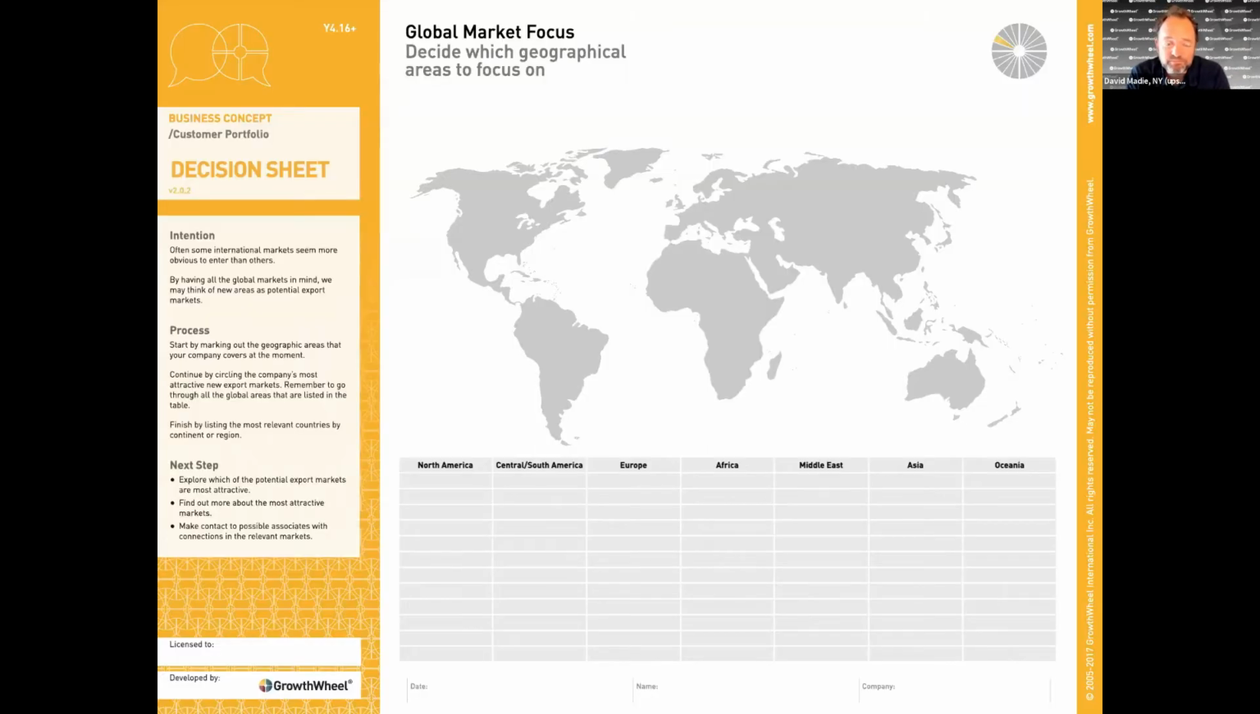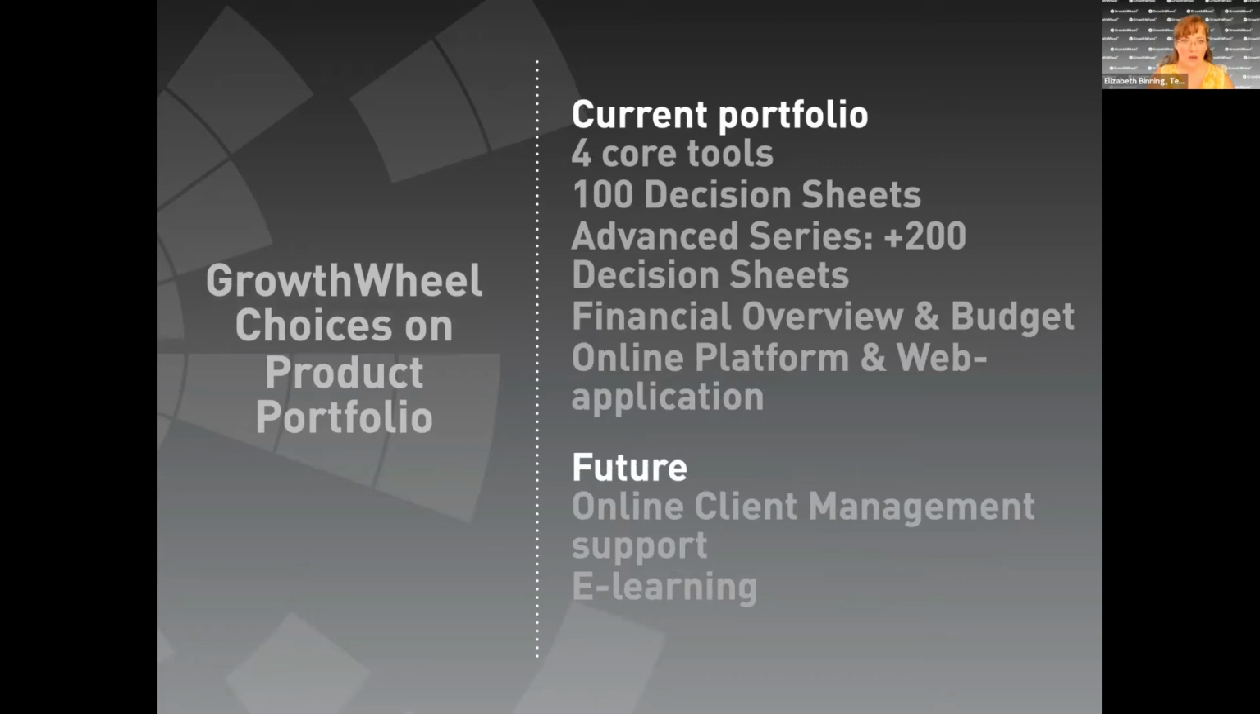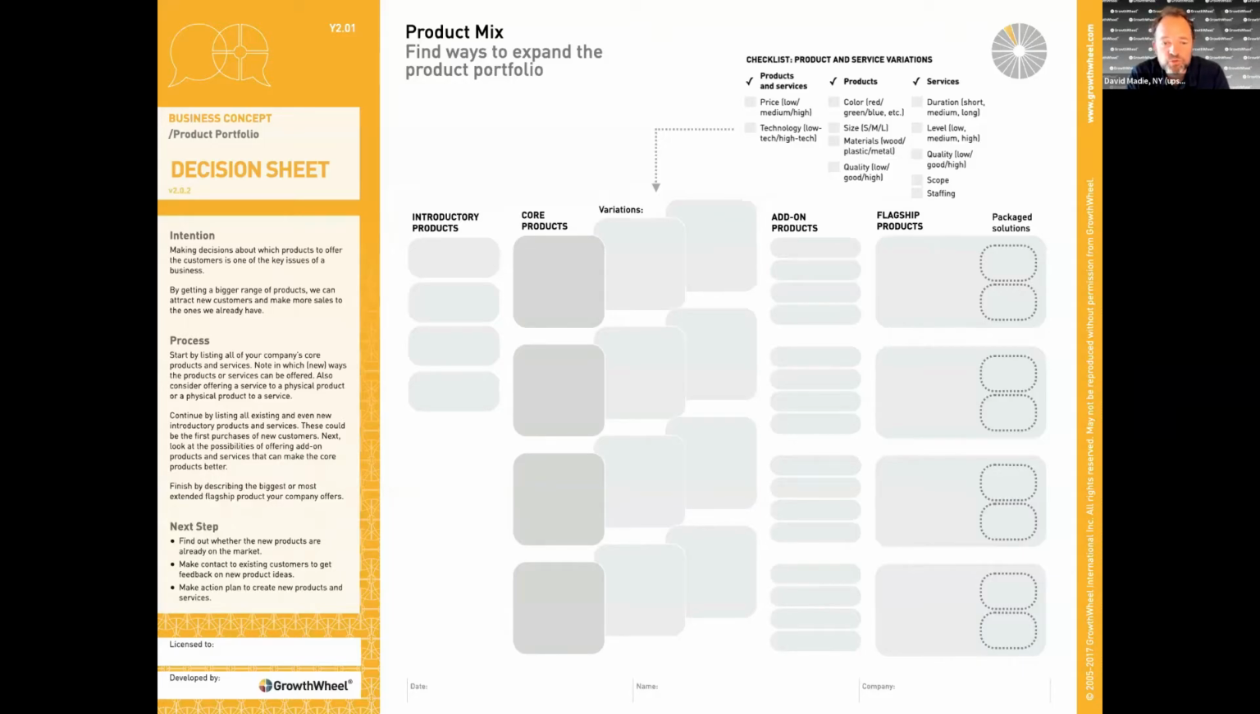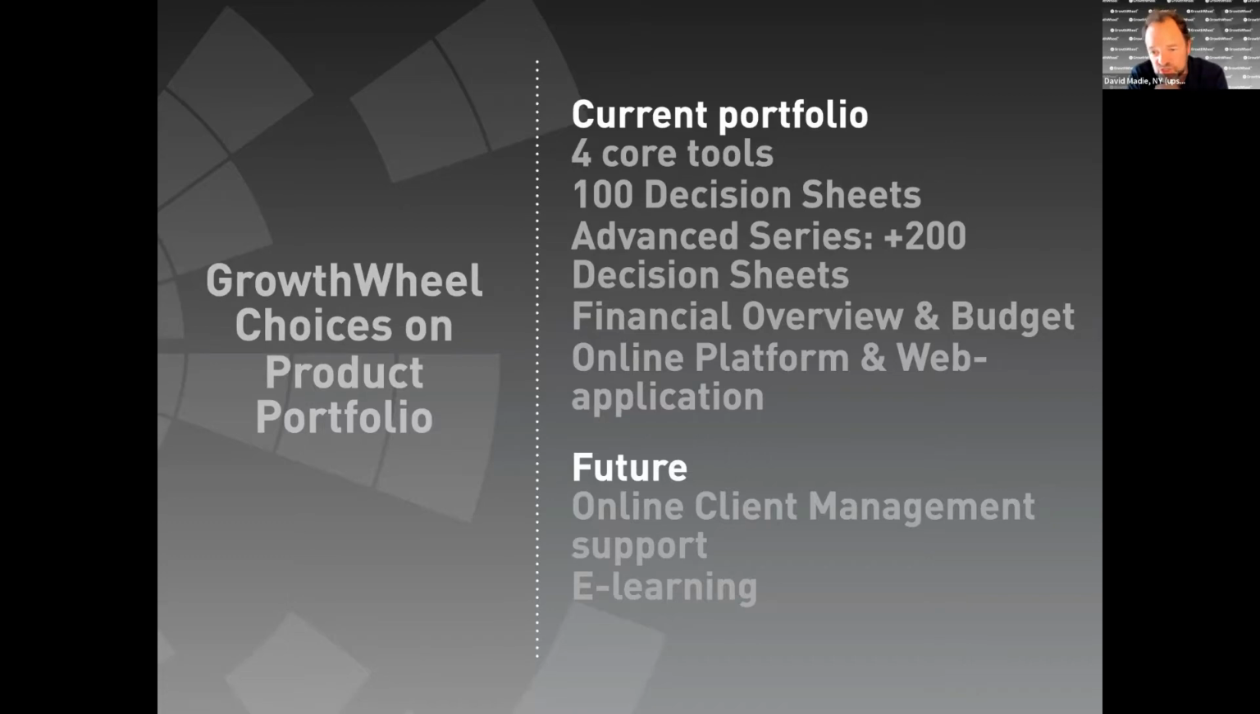We can also take a look at choices with product portfolio. You know the product portfolio, there are certain things we decided to produce. We have our 4 core tools, the 360 screening, the decision sheets, the frameworks, the 369-day plan. We made advanced tools, and we increased our platform with more services. You can make a business profile, you can make a budget, and so on.